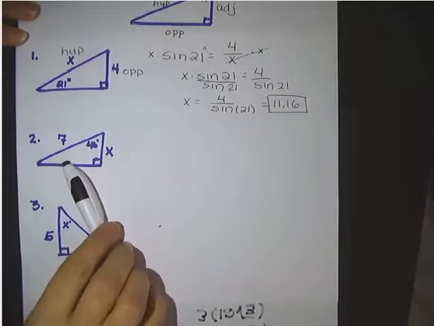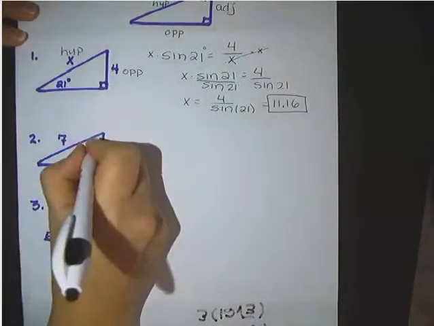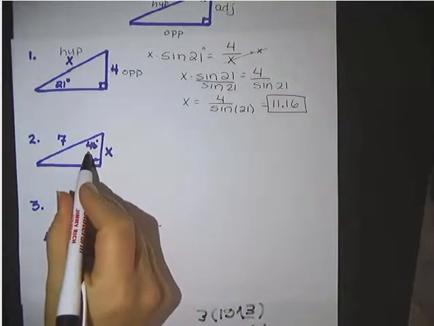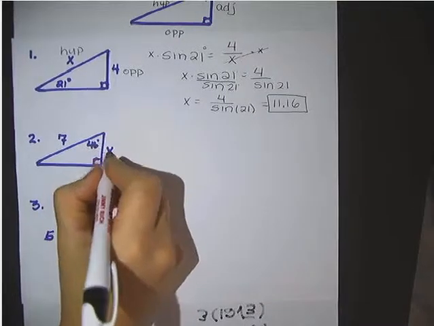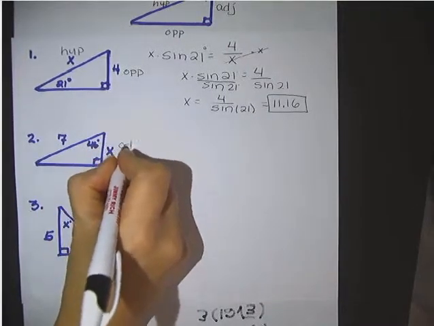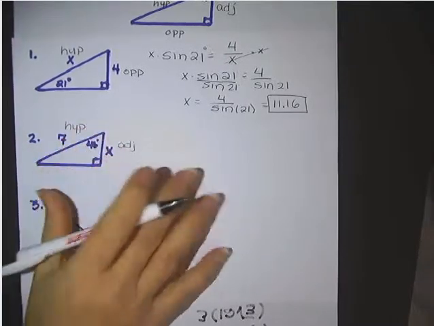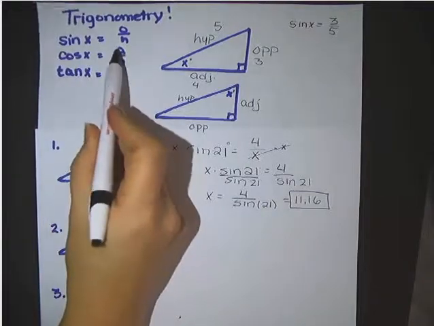Okay, the second kind. I know it's hard to see, but that's a 46-degree angle. So first find your angle and find the two sides and see how they're related to the 46-degree. This would be our adjacent side. This would be the hypotenuse. So we think, okay, which one's adjacent over hypotenuse? And there we go. It's the cosine.